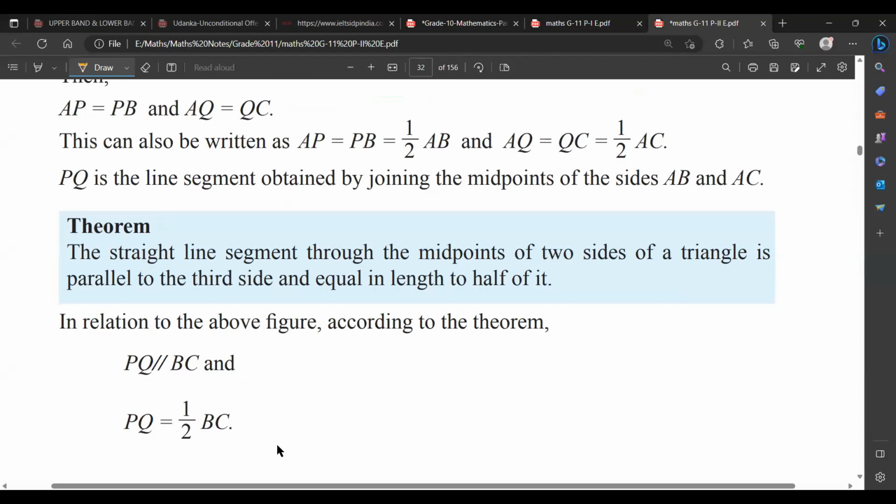Okay, write down this theorem right now. The straight line segment through the midpoint of two sides of a triangle is parallel to the third side and equal to half the length of it. Okay, parallel and equal to half its length. Write down the figure and theorem also. Don't need to worry. Write down.